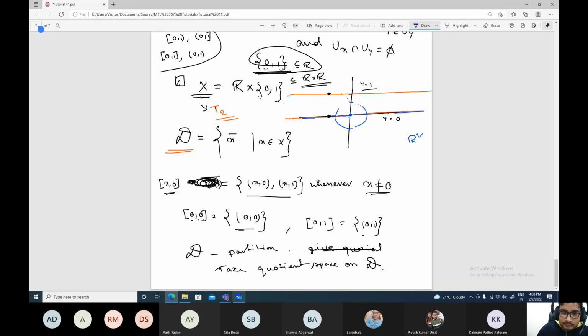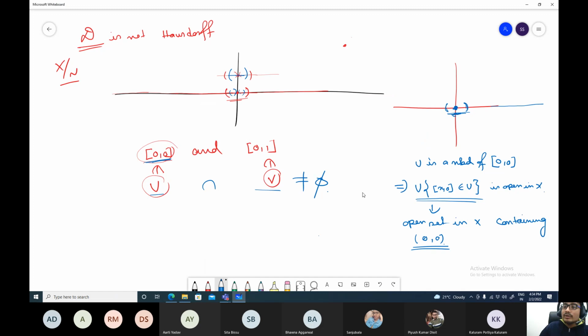But here we have something more. We are taking this union. Whenever we have an element (x, 0) for x not equal to 0, the element (x, 1) will also be there. If we consider this collection as V, and we have an element (x, 0) in V where x is non-zero, then (x, 1) will also be in V. Clear? Because we are taking the union of all equivalence classes.